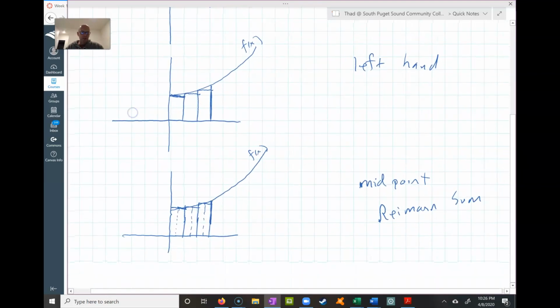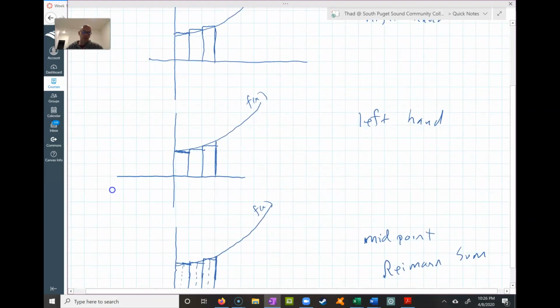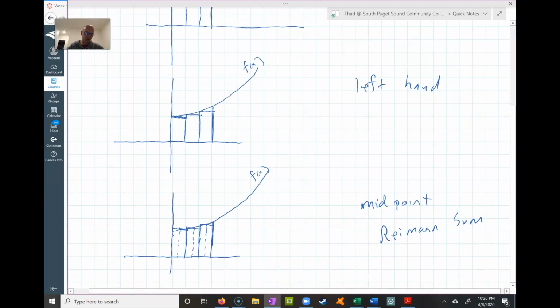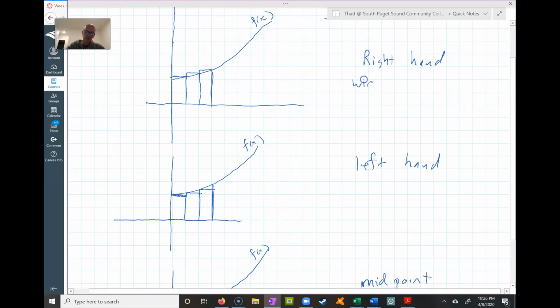So you can see with each type of Riemann sum, the height of the rectangle is different. However, you also notice, because each of them is divided into three subintervals, that the width of each rectangle in all three cases is the same, right? If we're going from 0 to 3, and we're taking three rectangles, that means the width of each one is 1.